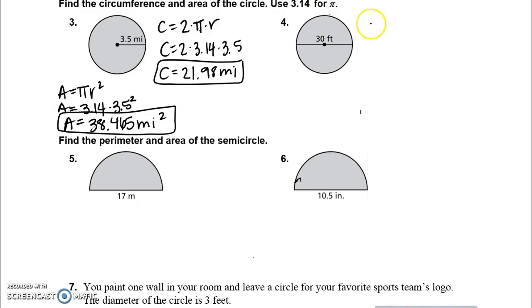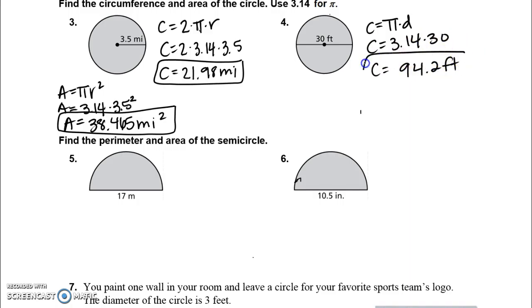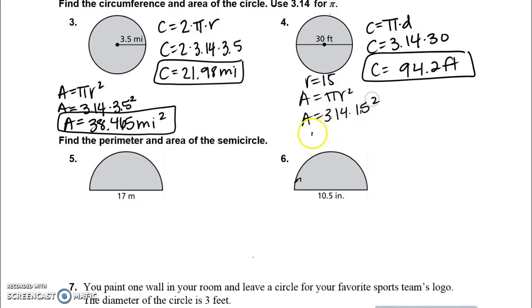Number 4, they give me the diameter, so circumference is equal to pi times diameter, or 3.14 times 30, so the circumference is 94.2 feet. And the area is equal to pi r squared. Now they give me the diameter, so the radius you got to calculate first, and that's 15. So it's 3.14 times 15 squared, which is 706.5 feet squared.